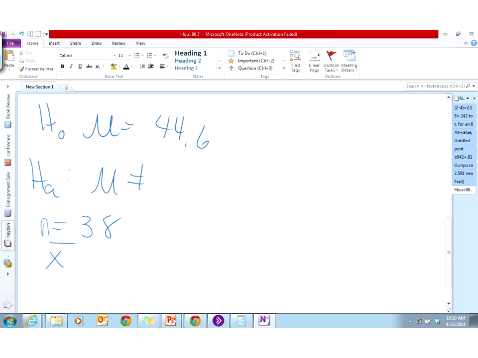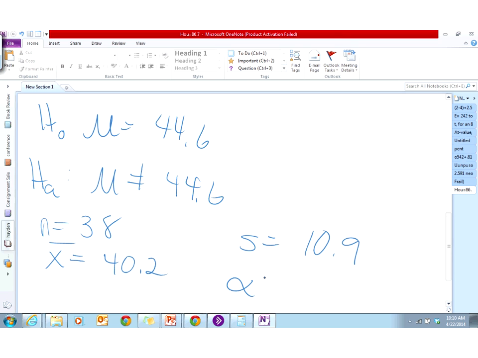And then the alternative is that it's not equal to 44.6. Our x bar value was 40.2. And our sample standard deviation is 10.9. And we're checking at the alpha equals 0.1 level.